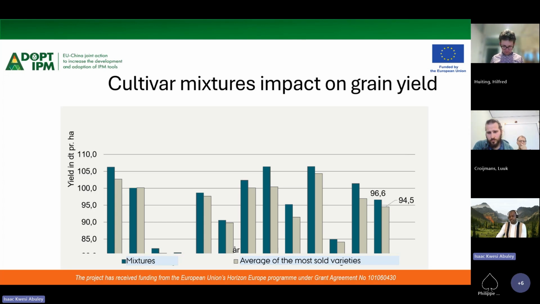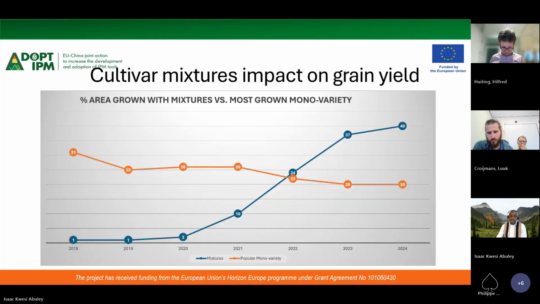You make more yield from mixtures. So besides having better disease control, mixtures give you a much more stable and higher yield. There are several reasons why you want to use mixtures in your crop IPM management. Now, because of this benefit of mixtures, you've seen a massive increase in the area of mixture products that is sold.